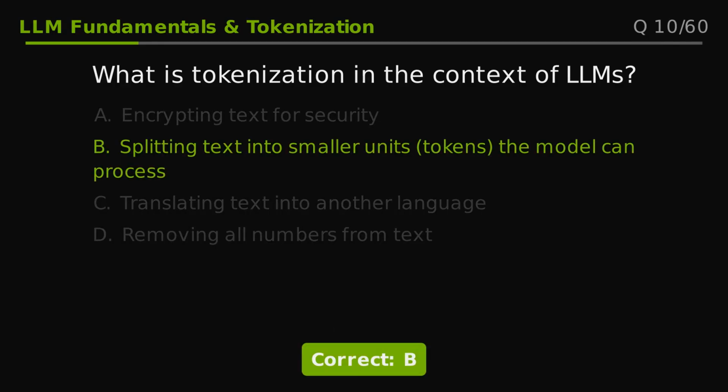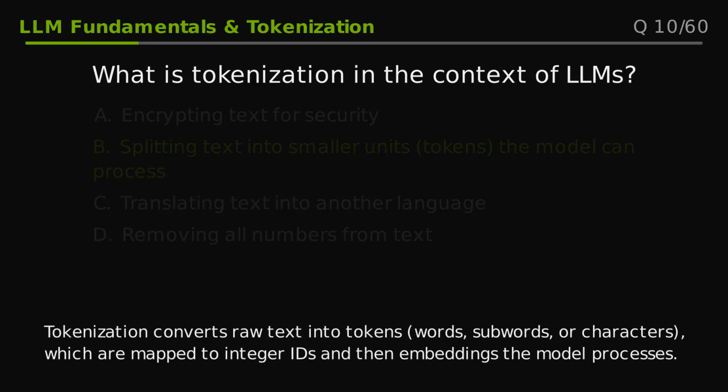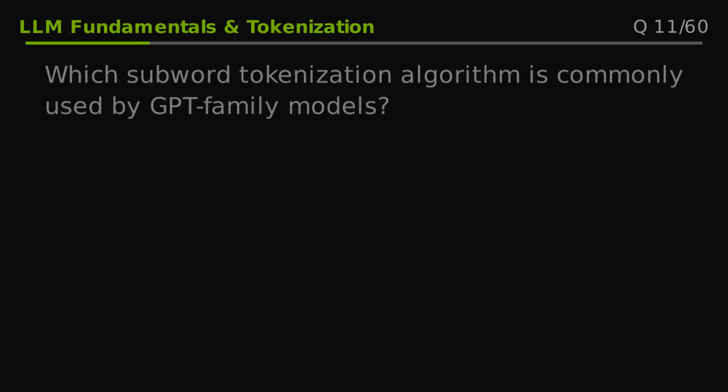The correct answer is B. Tokenization converts raw text into tokens, words, subwords, or characters, which are mapped to integer IDs and then embeddings the model processes. Question 11. Which subword tokenization algorithm is commonly used by GPT family models?